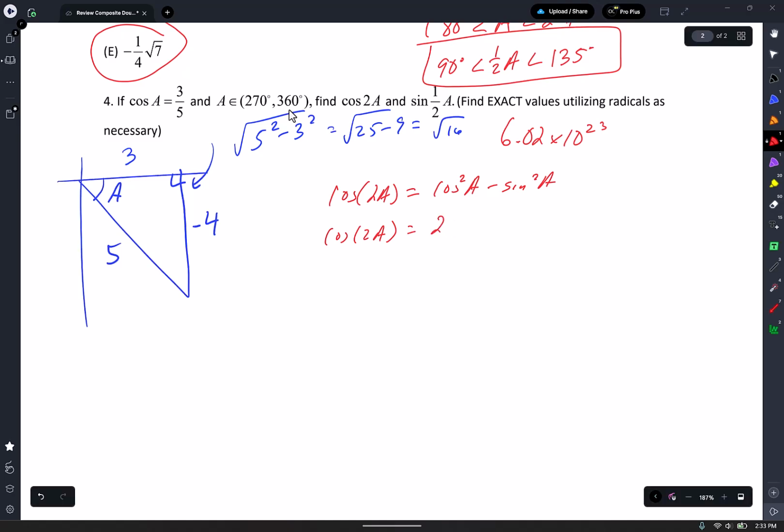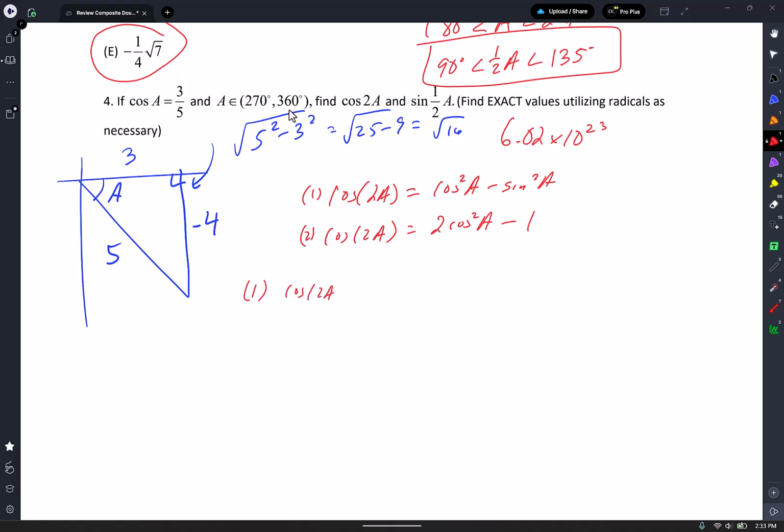Why does it look squiggly there? Let's use both. I'm going to call this number 1. I'm going to call this number 2. You should get the same answer. If I use number 1, cosine 2A equals cosine squared, so that's 3/5 squared minus sine squared, negative 4/5.